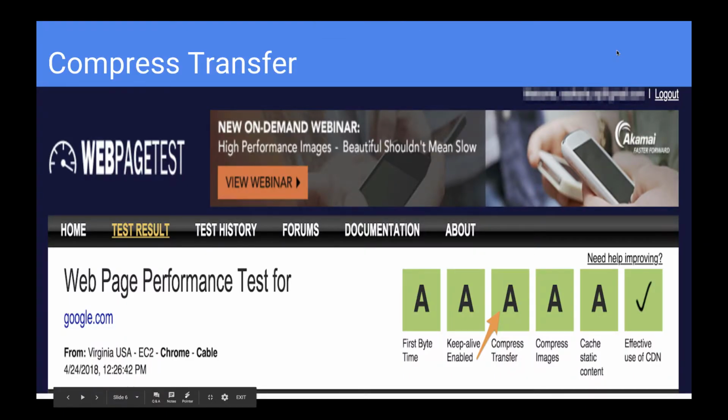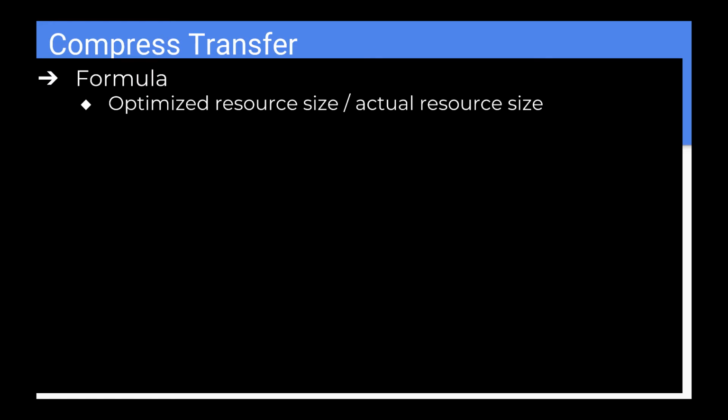Let's discuss our next grade, compress transfer. Compressing text-based resources over the network is a straightforward server-side configuration. When enabled, resources like HTML, JavaScript, and CSS files will be compressed or gzipped. This results in smaller file size and quicker download. The formula to calculate compressed transfer is optimized resource size divided by actual resource size.